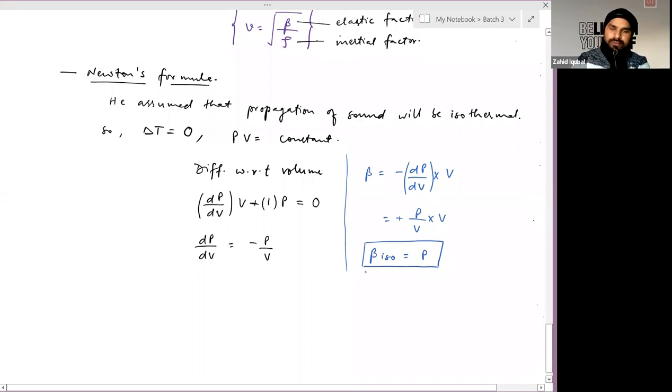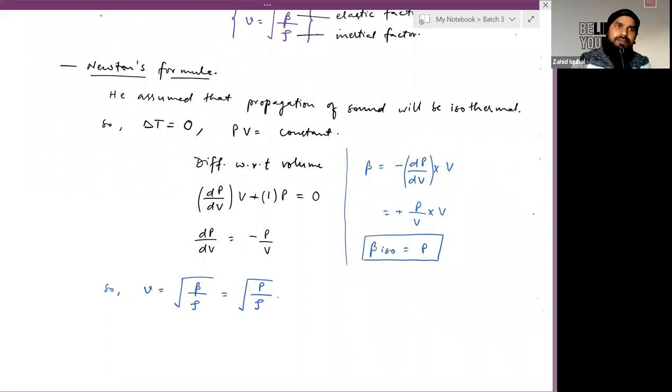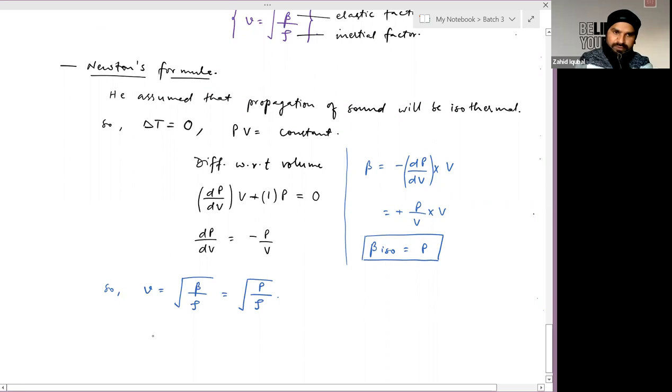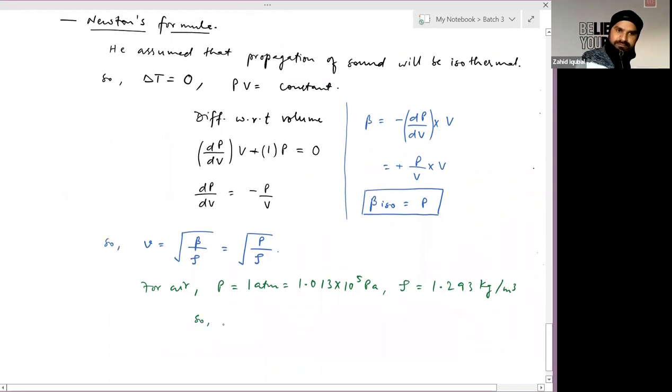Now, if you put this in the above formula, the velocity of sound will be root of beta divided by rho, which equals root of pressure divided by rho. Now, we have to calculate first for air. Pressure will be 1 atm, that is about 1.013 into 10 raised to 5 Pascal, and density of air is 1.293 kg per meter cube. If you put these two values in the above part, velocity will be about 280 meter per second.